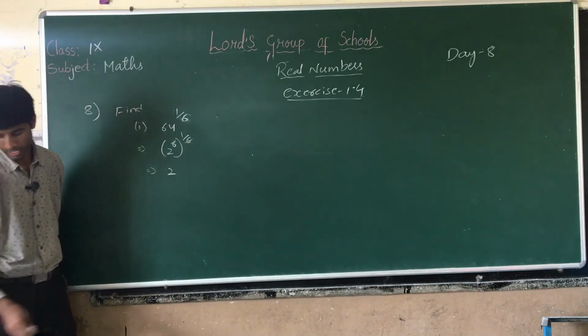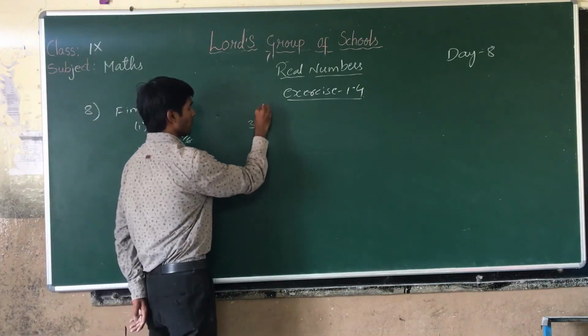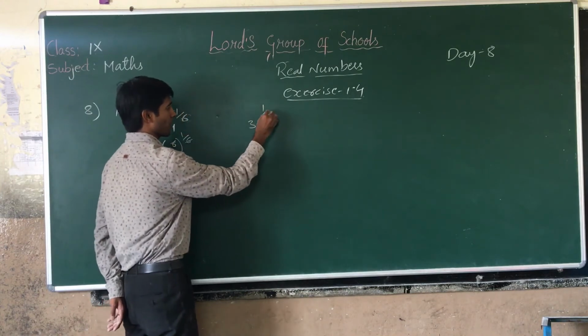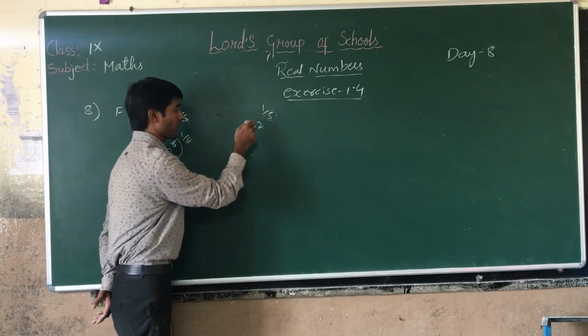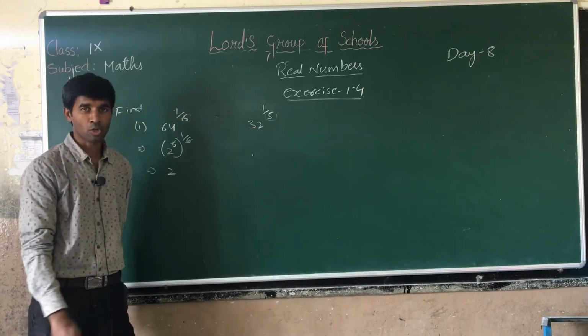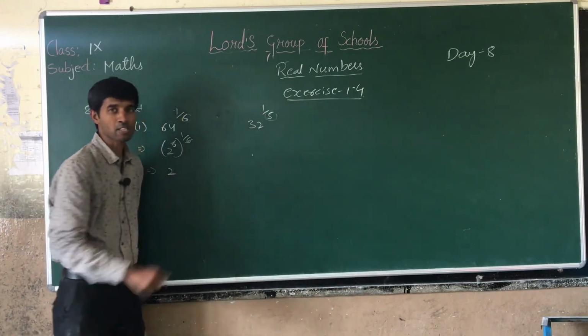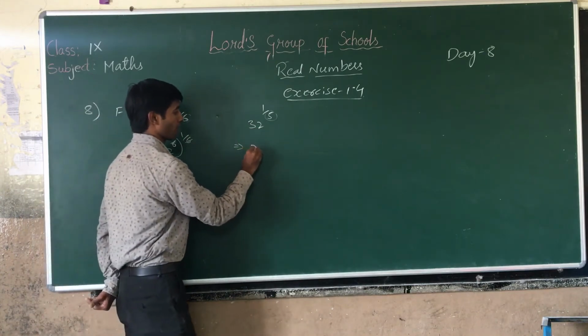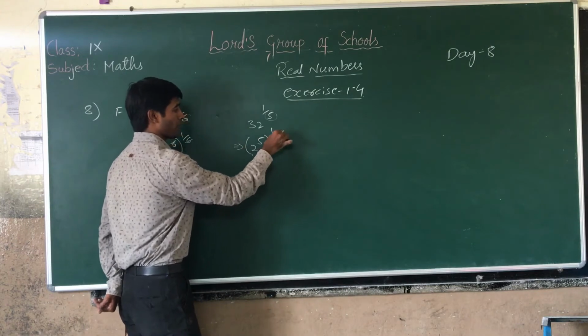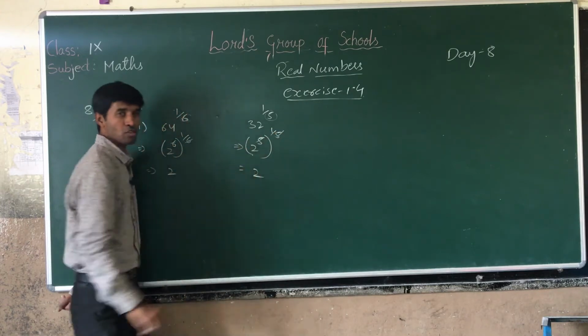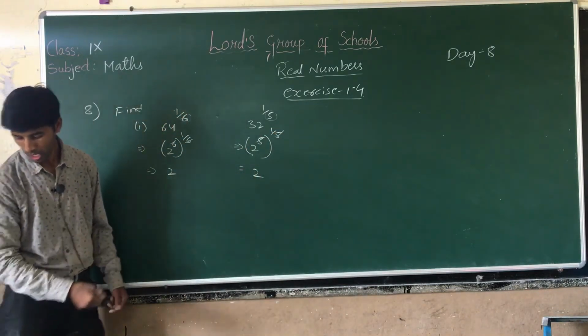Okay. Similarly, next one, 32 power 1 by 5. Here we have 5. So 32 can be written as something power 5, so that both the 5s get cancelled and the remaining will become the solution. Now what can 32 be written as? 2 power 5. 2 power 5 whole power 1 by 5. 5 and 5 get cancelled. Now the solution is 2. Similarly, now can you guess?